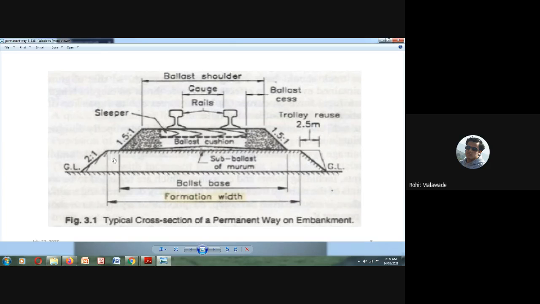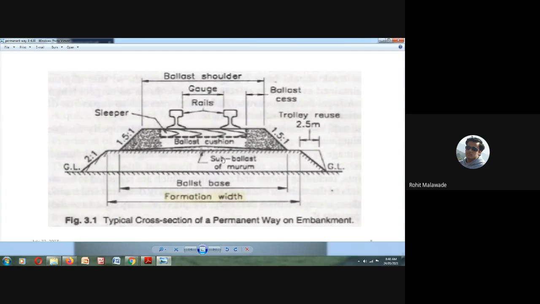Subgrade is nothing but a naturally occurring soil which is prepared to receive the ballast. Above this particular subgrade, the ballast will be there. Above this, it is going to have sleepers, rail, and the constructed railway track. This is a prepared surface, and we call this subgrade a formation level also.